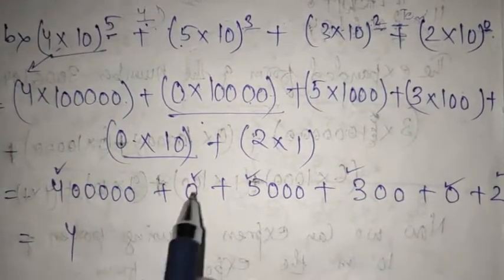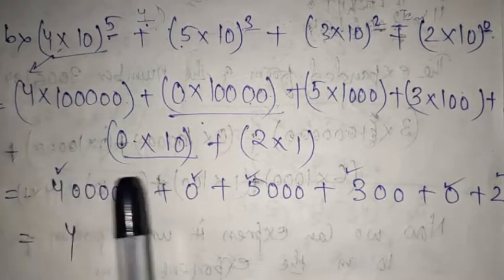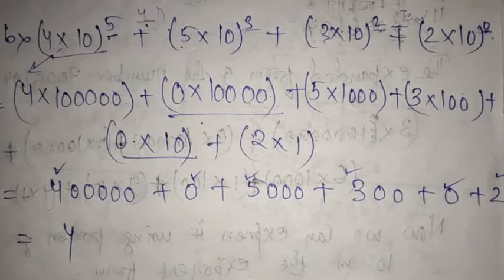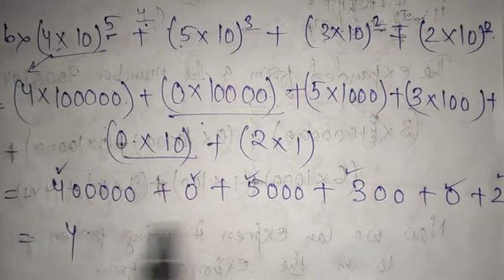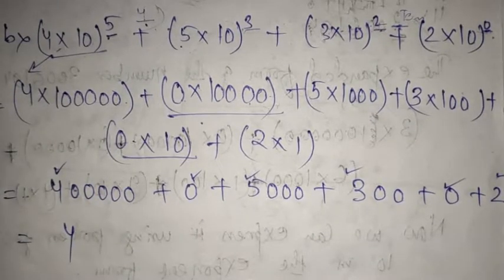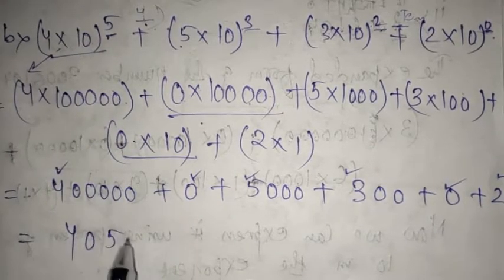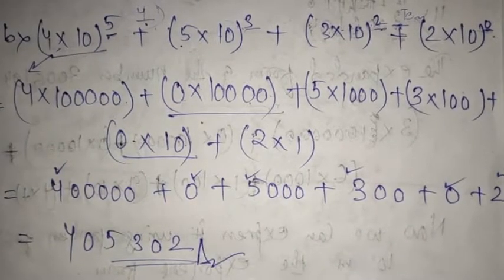Now understood? If you had not written this 0 over here, and just written 4 5, then 3, then 2, and calculated the value, would that be correct or incorrect? That would be incorrect, or wrong. Or you may not get the correct marks. So for that you have to understand this concept also. So 4 0 5 3 0 2 is your correct answer. Okay, I hope you have understood this.